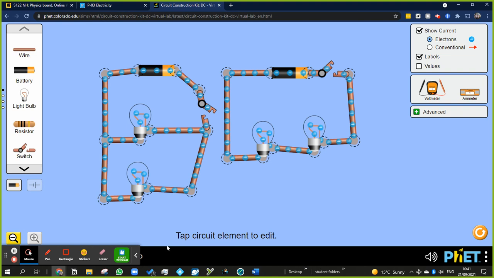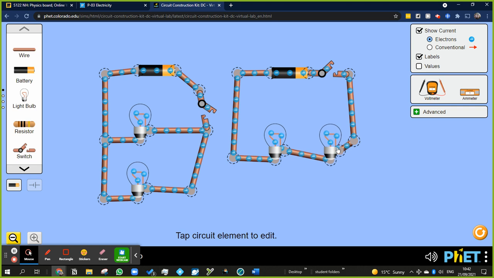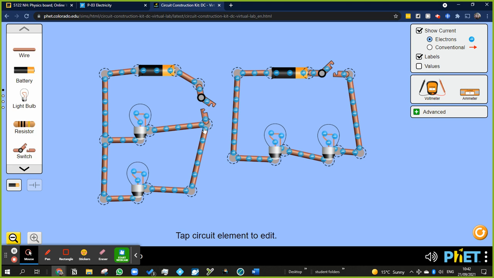We're going to try to cover a few things to do with series and parallel circuits here. Now, a lot of you will realize that on the right hand side this is a series circuit, and on the left hand side this is a parallel circuit, because apart from this wonky bit here, which I've accidentally made, it's got this classic sort of parallel light bulb circuit.